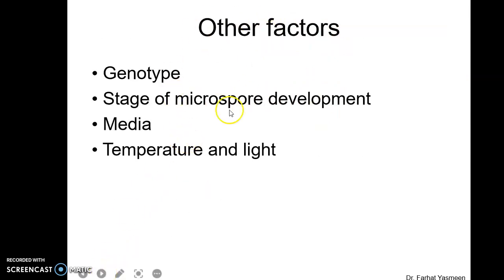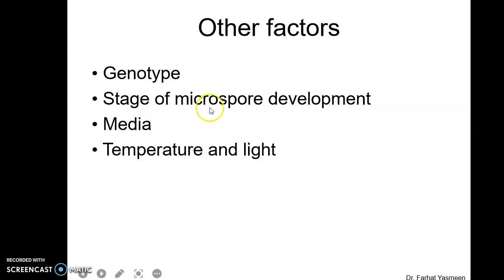So other factors which basically affect the process of gynogenesis: first of all is the genotype, that is, which type of genotype you are using, then the stage of microspore development, then the media, that is, which kind of media you are using, whether that media is suitable for that particular genotype or not, and all other factors, such as temperature and light.